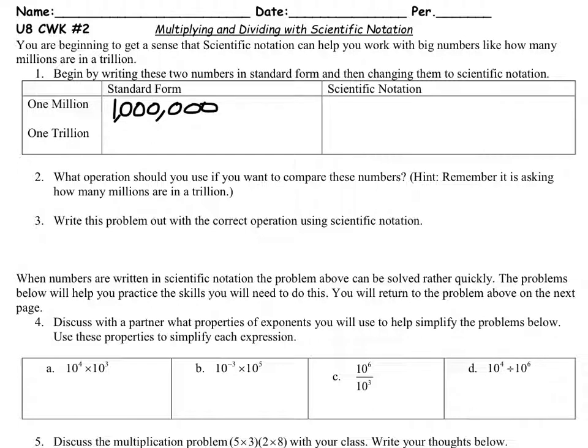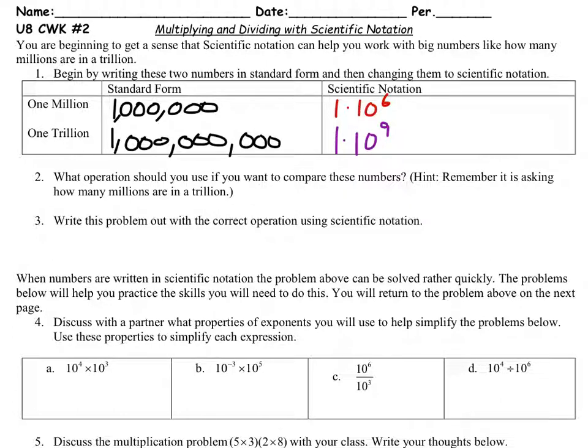Alright, and then 1 trillion in standard form is a 1, but now with 9 zeros. So in scientific notation, we got 1 million, which is 1 times 10 to the 6th. 1 trillion is 1 times 10 to the power of 9. Alright, so what we want to do is figure out how many millions are in a trillion.